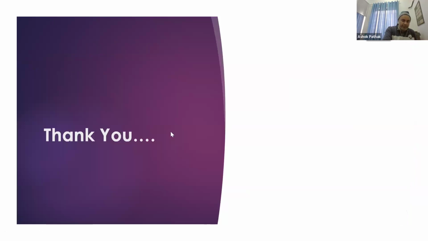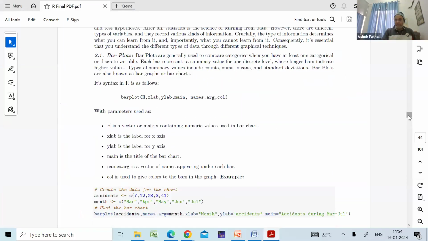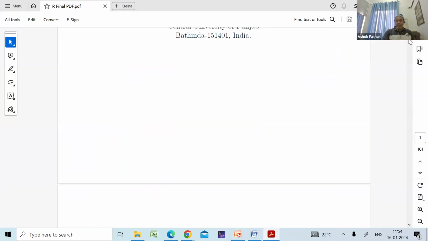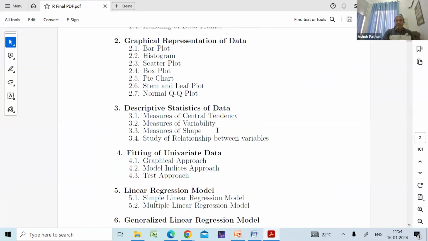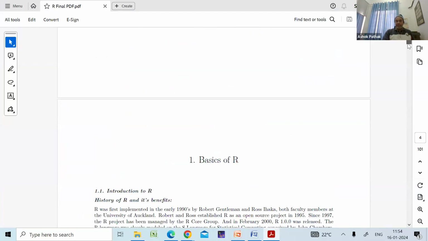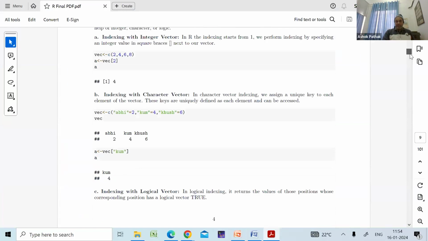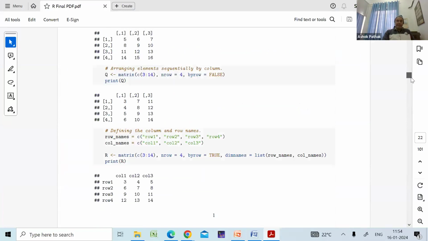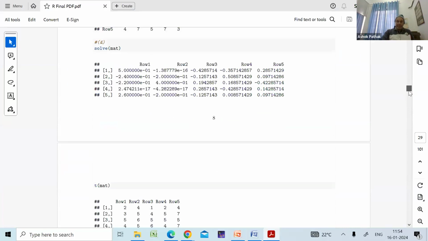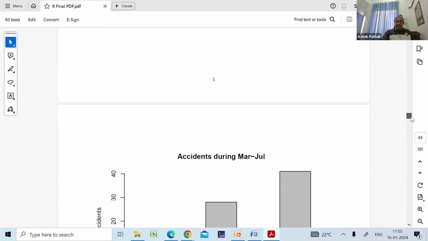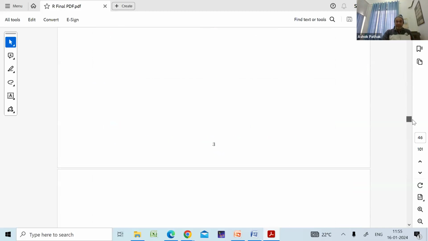If you have any more questions, you can ask. Otherwise, I have whole information about the basics of R programming that I can share with you. It gives basic information: what the basics of R are, how to use descriptive statistics, fitting of univariate distributions, linear regression, and generalized linear models. Every piece of information is given in this PDF with theory as well as examples, so you can use this file for your future exploration. We have prepared this, and you can see the graphical representation of data like this, with several examples.